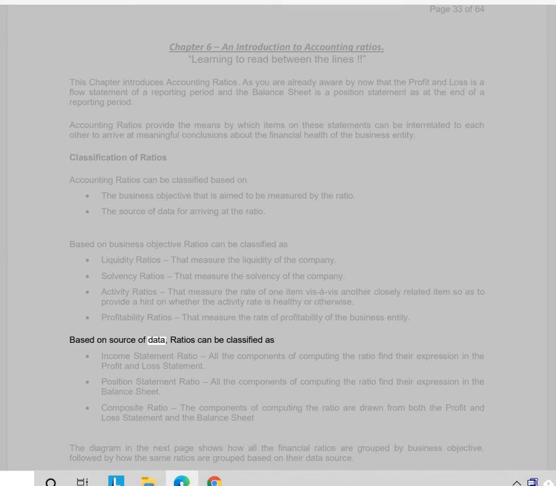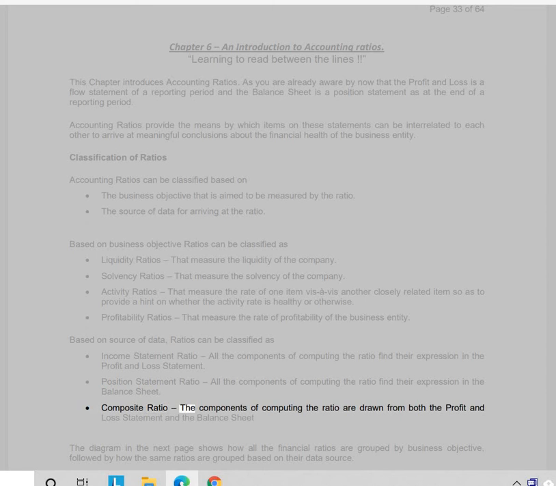Based on source of data, ratios can be classified as income statement ratio, where all the components of computing the ratio find their expression in the profit and loss statement, and position statement ratio, where all the components of computing the ratio find their expression in the balance sheet.